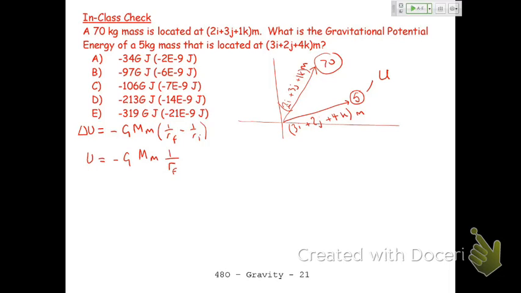So then I say, okay. Not a vector in sight, by the way, so I don't need to worry about, do I need the thing? Well, I will, but not this minute. So let's put in what we can. Minus G, big M is 70 in this case. Little m is 5 over R. And my R is there. Okay. I need to figure this out. I do need vectors.